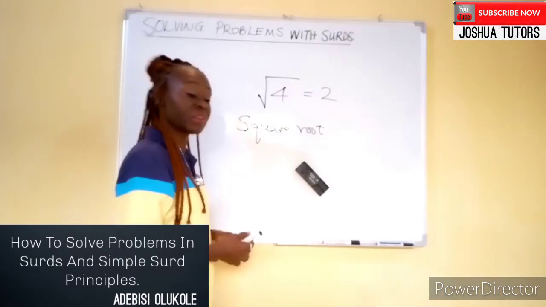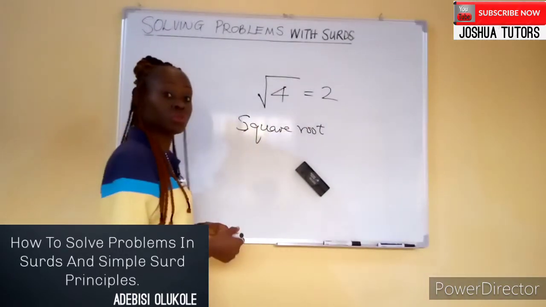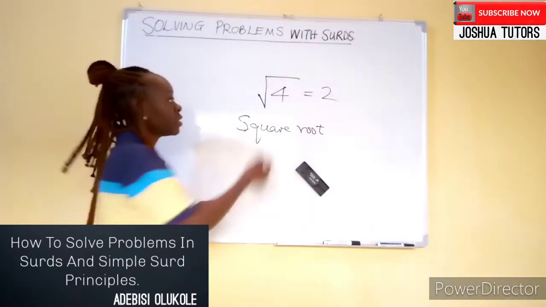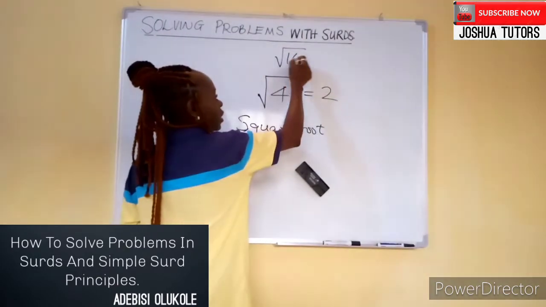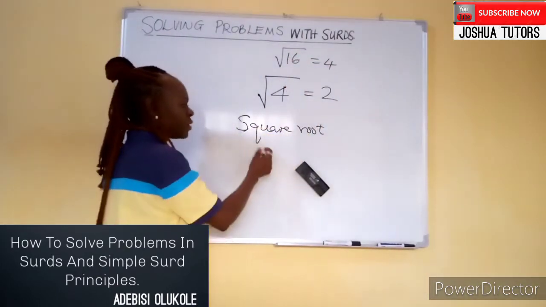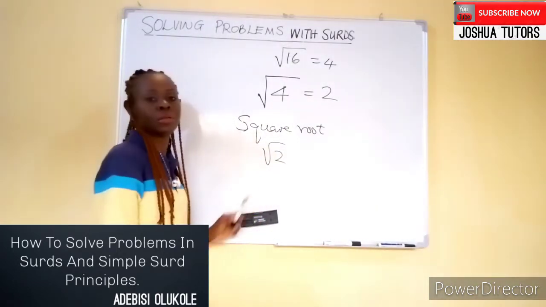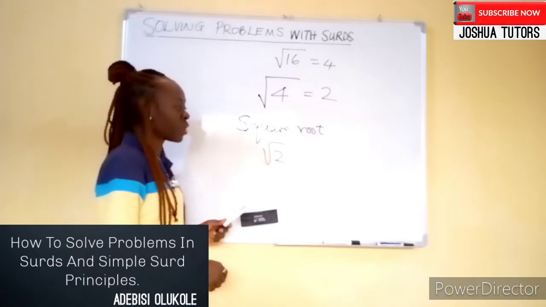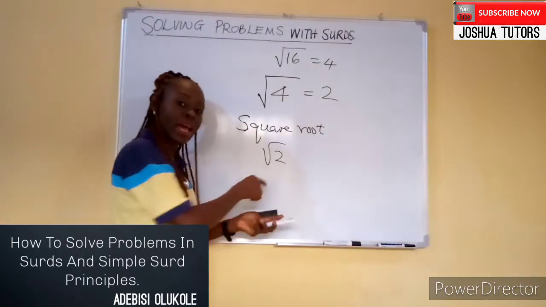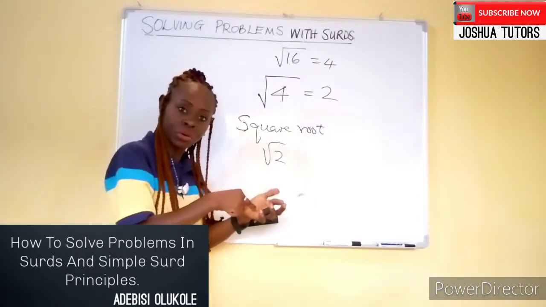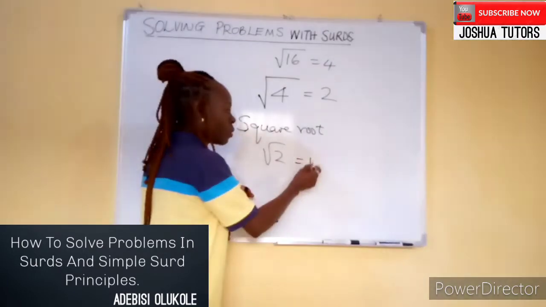I don't even need to stress myself. I just know that the square root of 4 is 2. 4 is a perfect number. The square root of 16 is 4. What about the square root of 2? It becomes an irrational number. Irrational. Okay? And so, it might require that I have to punch my calculator to find out, which is, of course, 1.414.